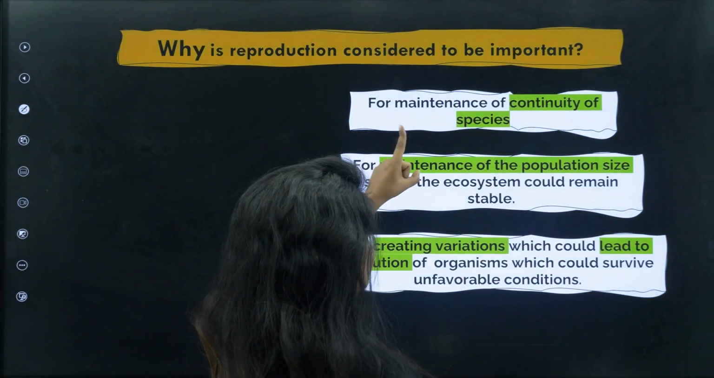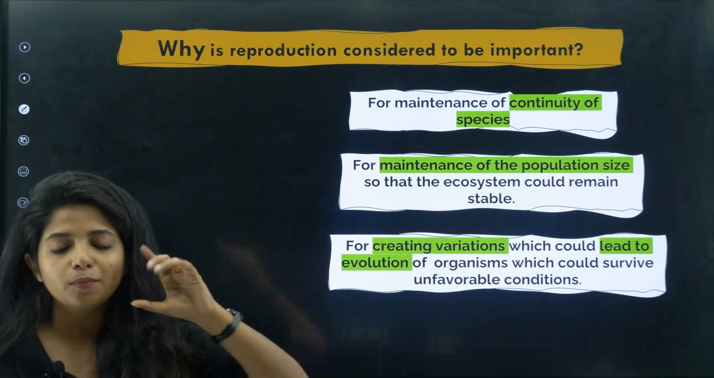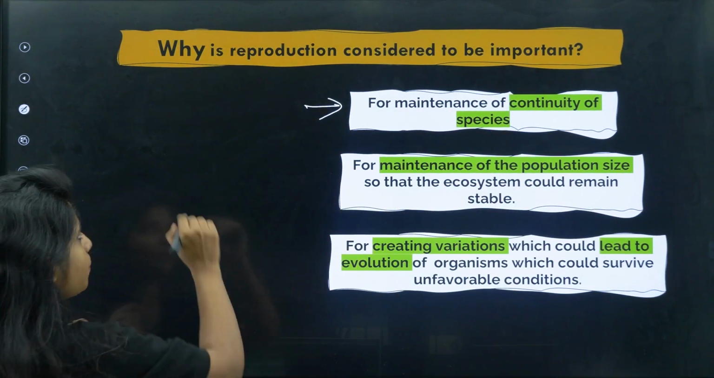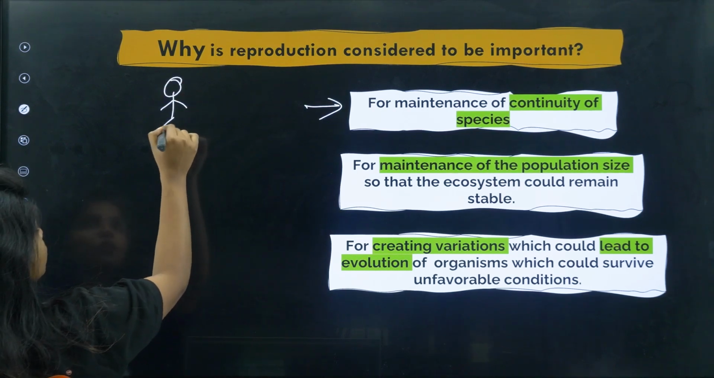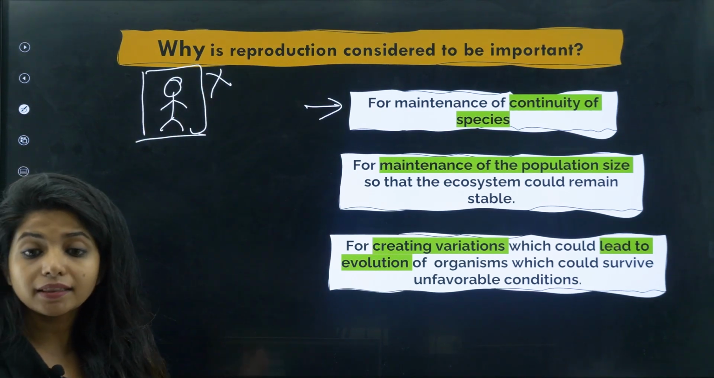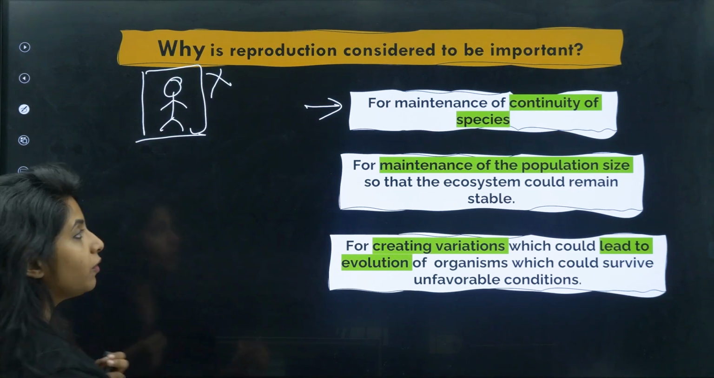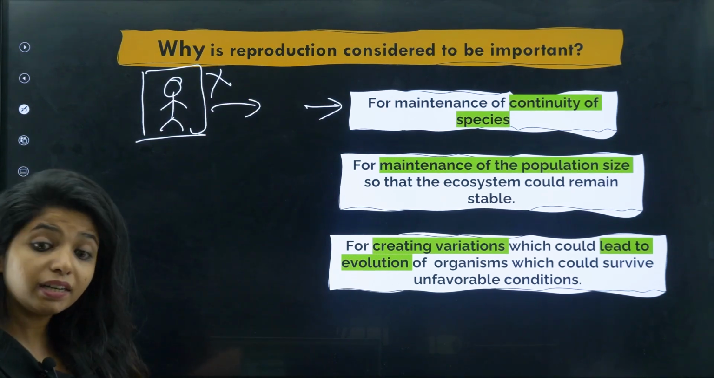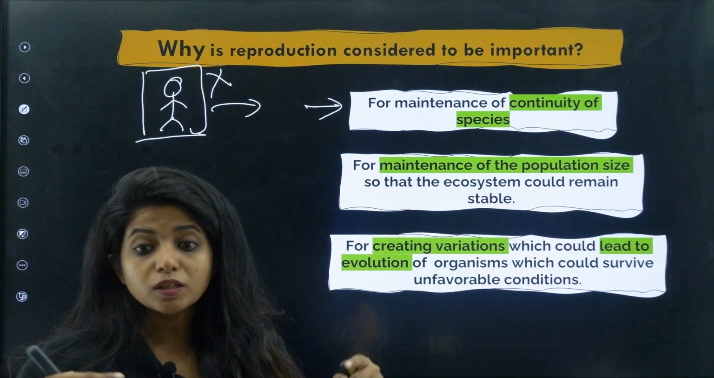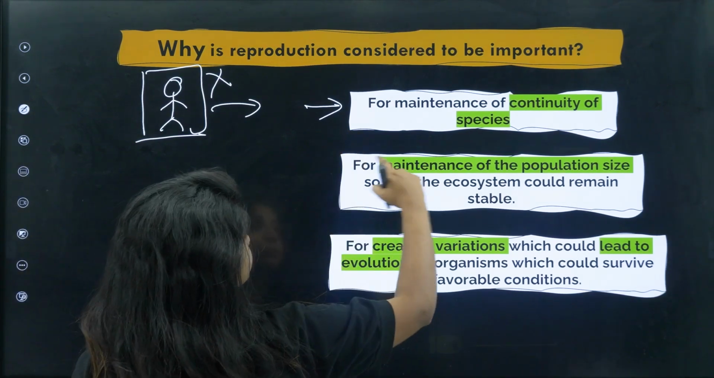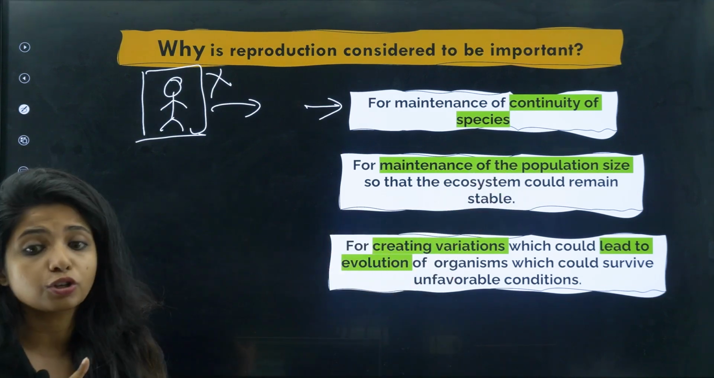Now, I was talking about why reproduction is important. First thing, for maintenance of continuity of species. For example, if altogether all the human beings decide that we won't be reproducing, what will happen? Will the species continue? No. Tomorrow monkeys decide that they do not want to reproduce. Will the species of monkeys continue? No. So we want continuation of species, which is why reproduction is important.